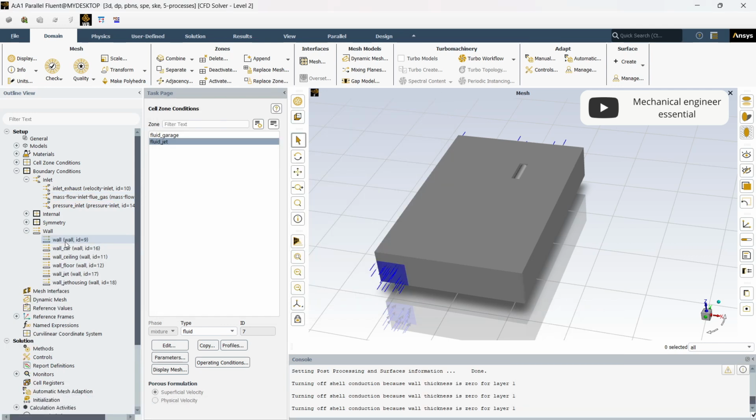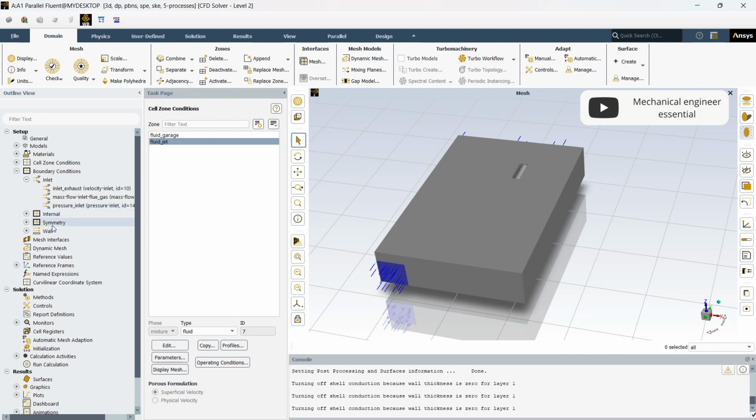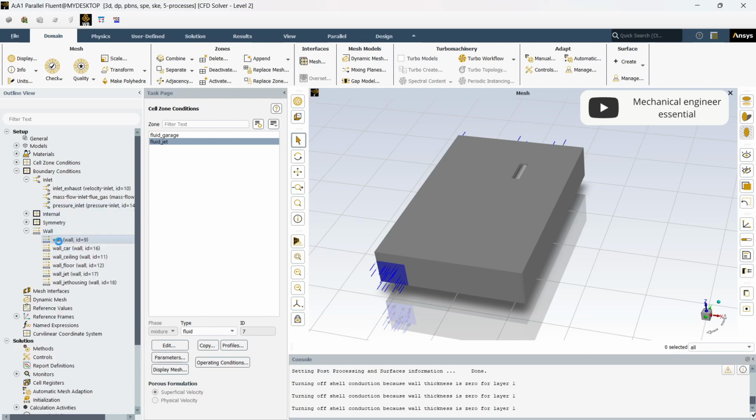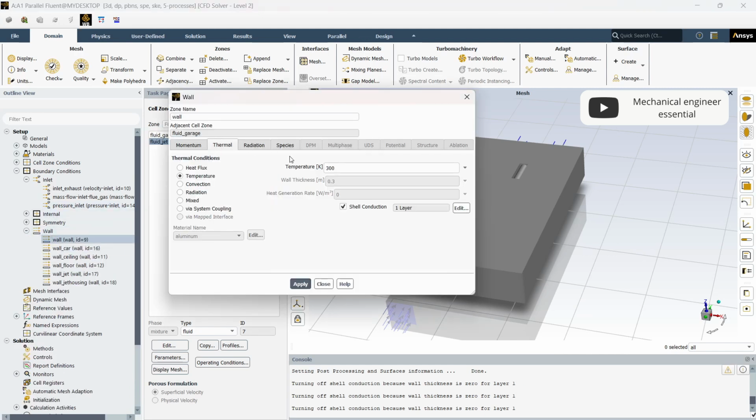Now we're moving on to setting the boundary conditions for the wall zone. In the Thermal tab, we set the thermal condition to temperature. This option is chosen when we want to directly prescribe a fixed temperature on the wall surface, rather than using heat flux or convection. It simplifies the boundary condition, especially when the wall temperature is known or controlled, such as in cases involving insulated or uniformly heated surfaces. We assign a temperature of 300 K, which represents the ambient or baseline temperature for the concrete wall.